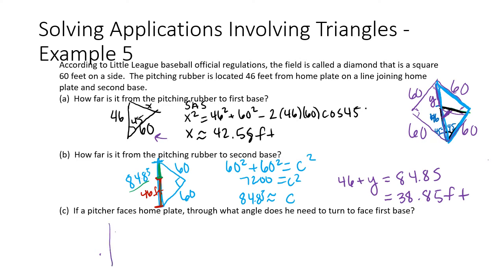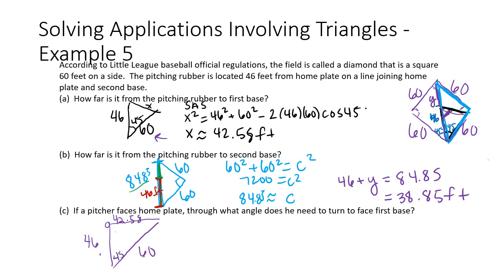I've got 46 and I've got 60. And I found out that the length from the pitching mound to first base, we solved in letter A to be 42.58.